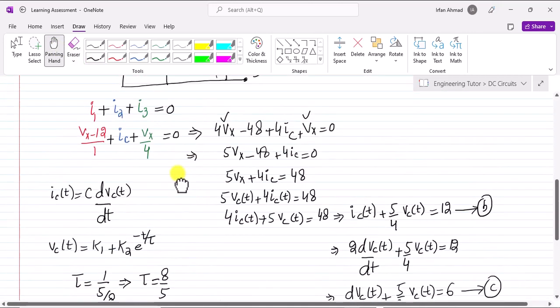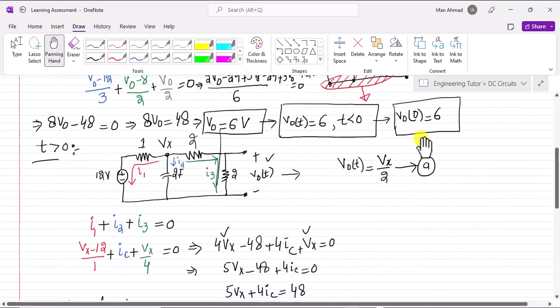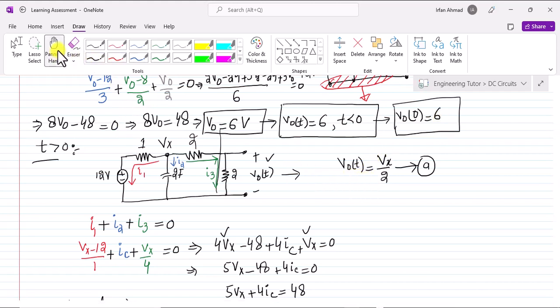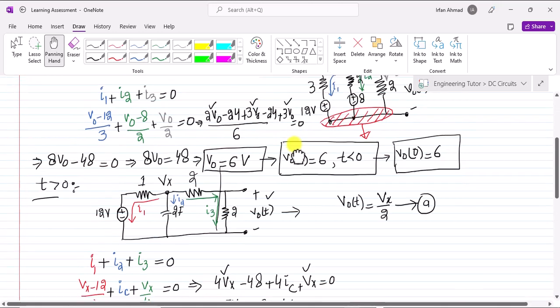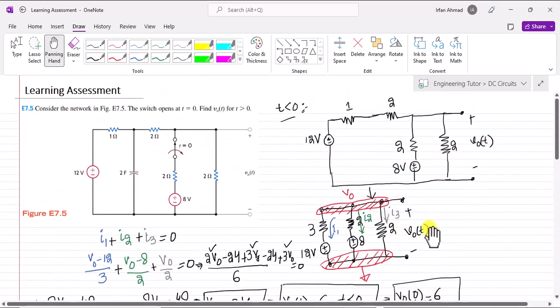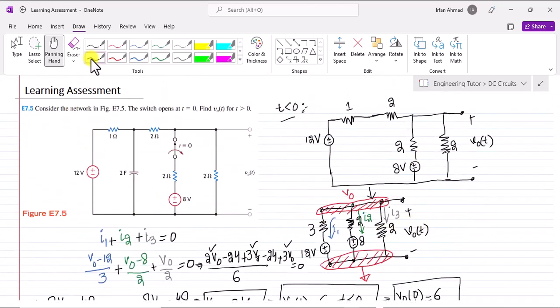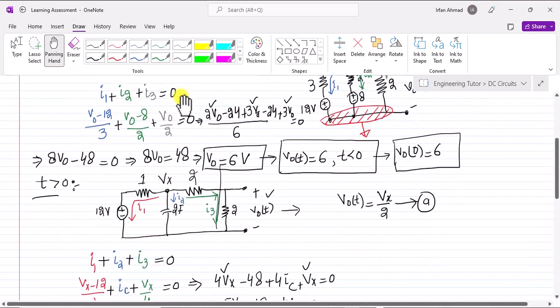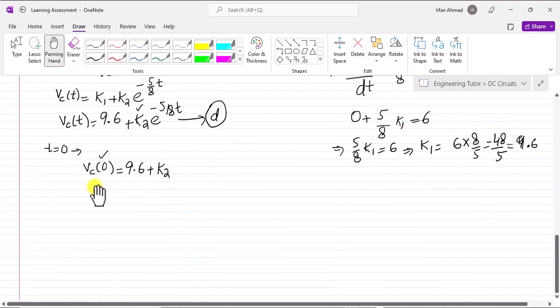So let us recall that in solving this problem, we have earlier found the value of V naught of 0, and that is basically 6. But wait, what is this V naught of 0? That is not VC of 0, but that is the value of V naught. So what to do here? We don't have any V naught here, but we have this VC of 0.